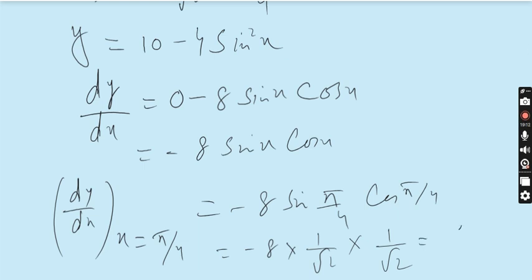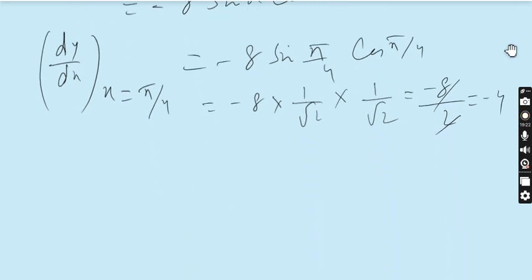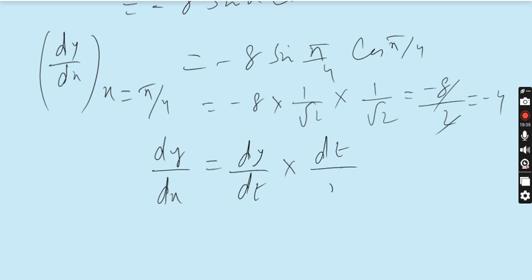8 ones are 8, negative 8 upon root 2 into root 2 is 2, 2 twos are minus 4. Hence dy by dx is minus 4. Now write the formula of rate of change. dy by dx is equal to dy by dt multiplied by dt by dx. dy by dx you have found is minus 4.